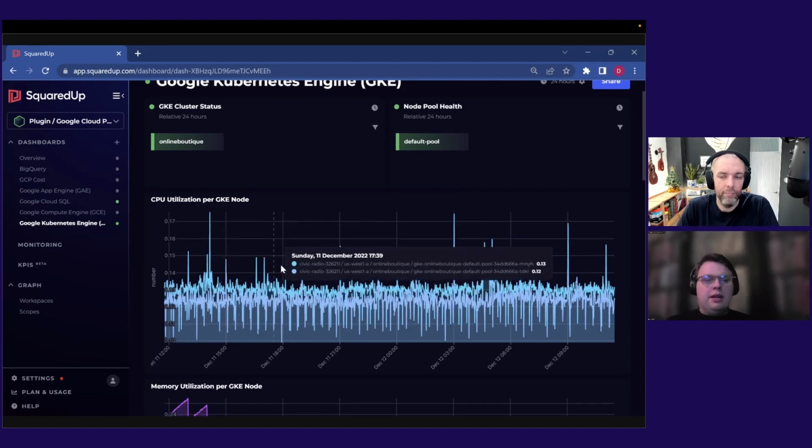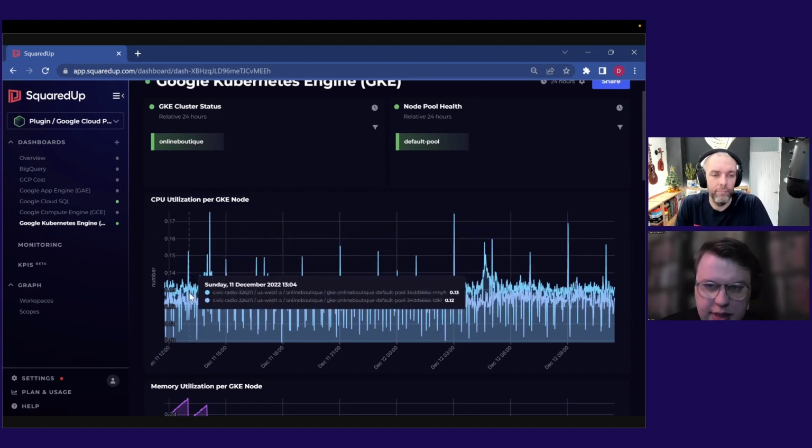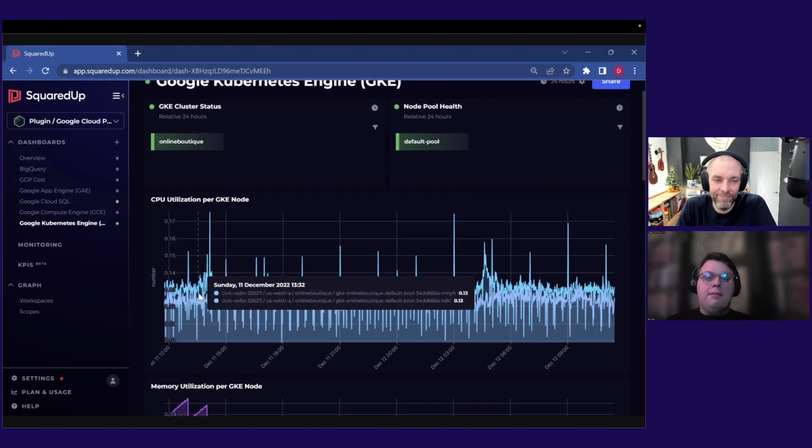And you can see we're sitting at roughly 12-13% on either of these. This is quite important to understand if you're someone like an SRE, or you're in charge of managing the health of your GKE clusters and nodes.